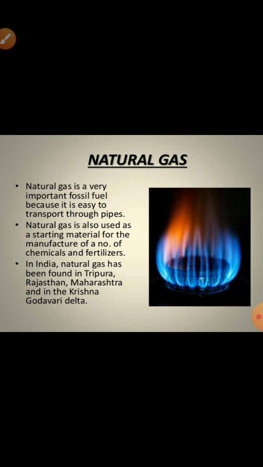Natural gas is also used in the manufacturing of a number of chemicals and fertilizers. From natural gas we obtain another gas, hydrogen, which is used in fertilizers. Where is natural gas found in India? In Tripura, Rajasthan, Maharashtra and the Krishna Godavari Delta. So you understood natural gas is very important because it is easy to transport through pipes, and it is also used for manufacturing chemicals and fertilizers.